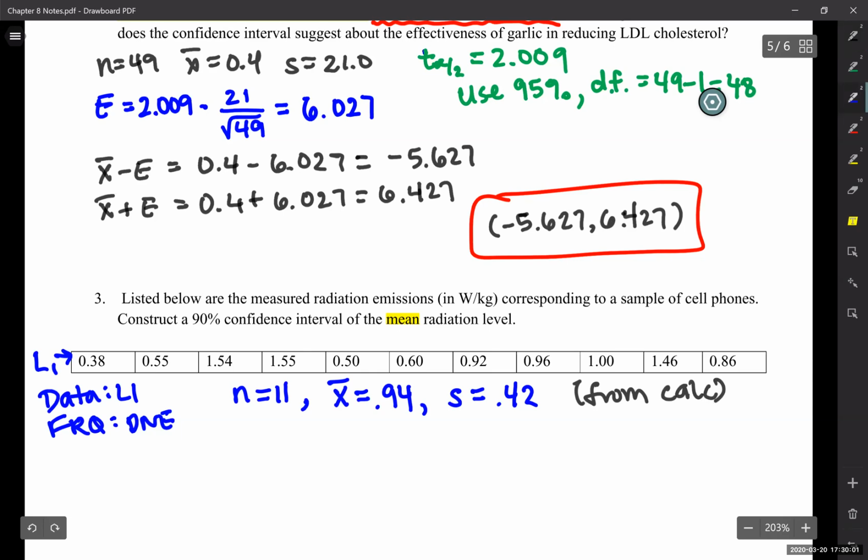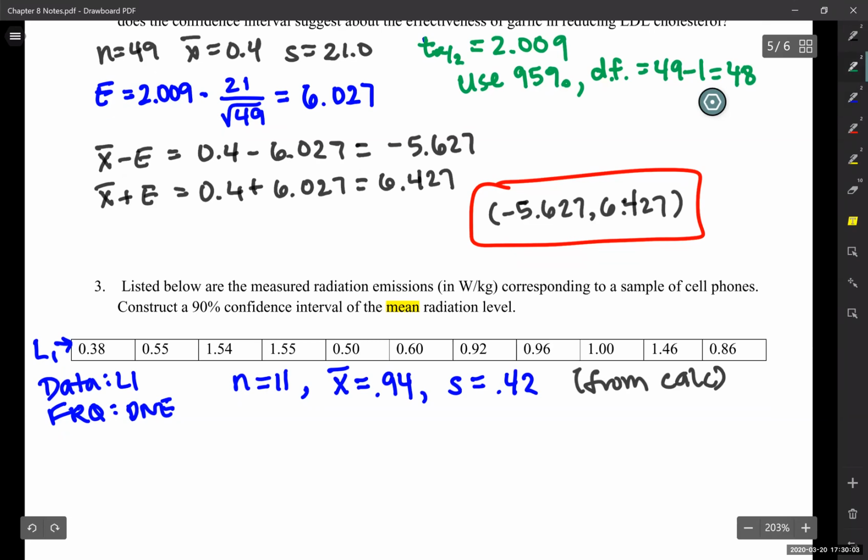Okay, so now I need to calculate E. E is t of alpha over 2 times a fraction, S over the square root of 11. Now the square root of 11 is not a whole number, so it may simplify in your calculator as a different type of square root, so just hit that wiggle button. I just drew it below so you can get the decimal answer that we need for E.